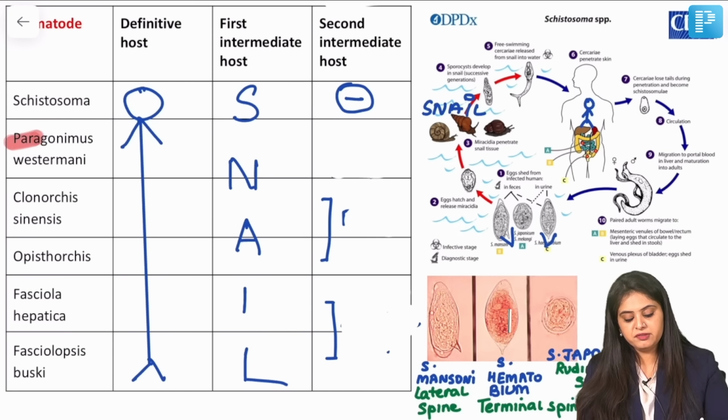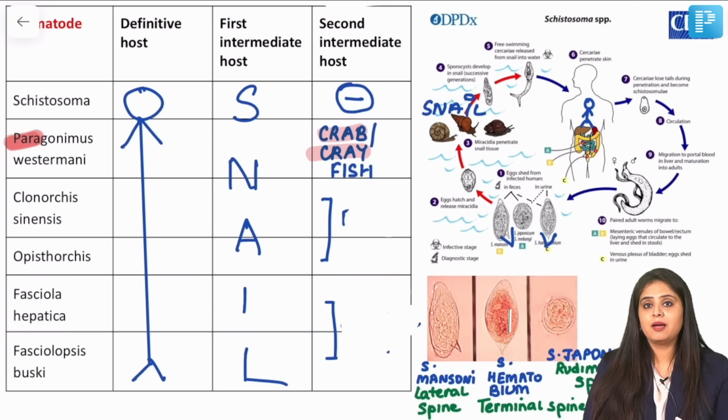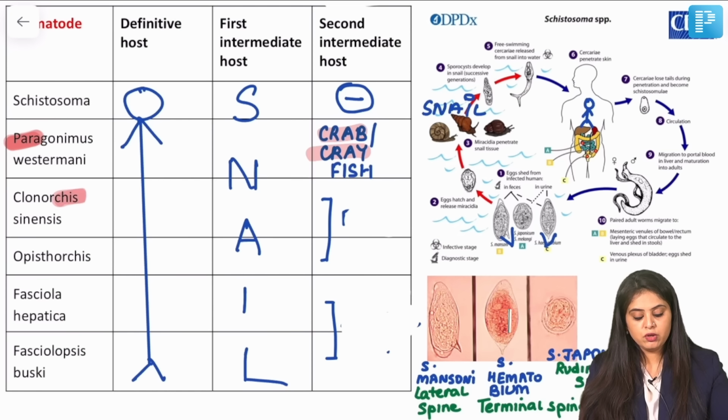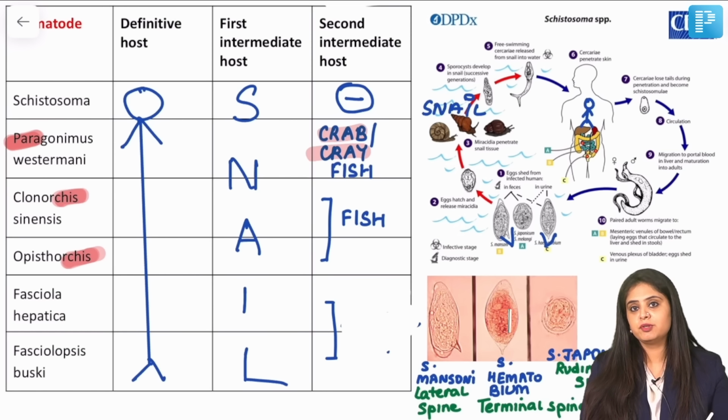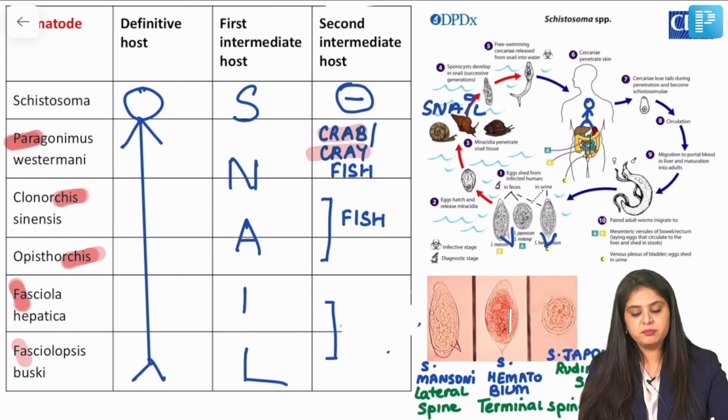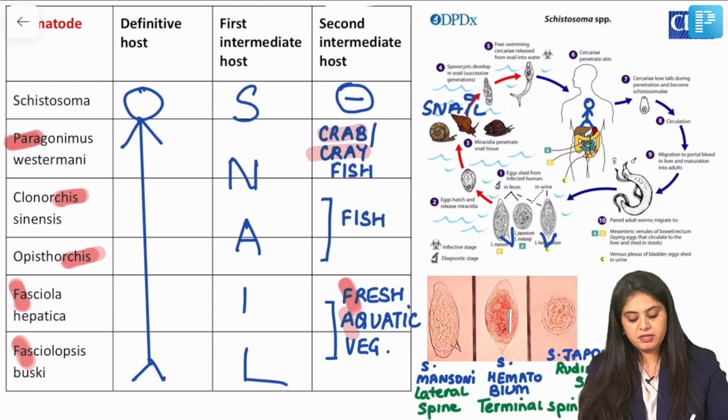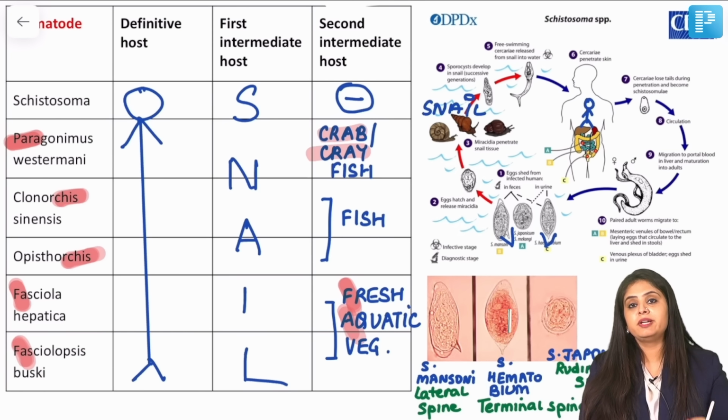Like Paragonimus westermani, para has cara. Everything about the cara family, like crab and crayfish. When I talk about Clonorchis and Opisthorchis, we learn it as clonorfish, opisthorfish, because the second intermediate host is fish. When we talk about the Fasciola species like Fasciola hepatica, Fasciolopsis buski, the second intermediate host is FAV, that is fresh aquatic vegetation.